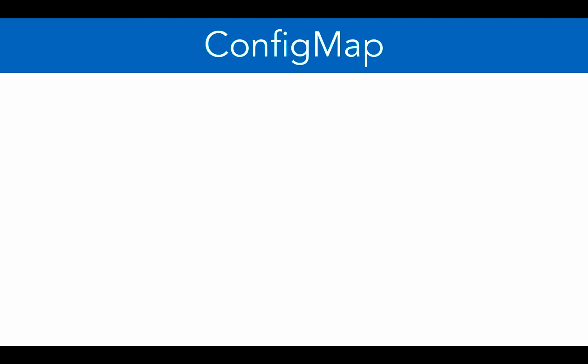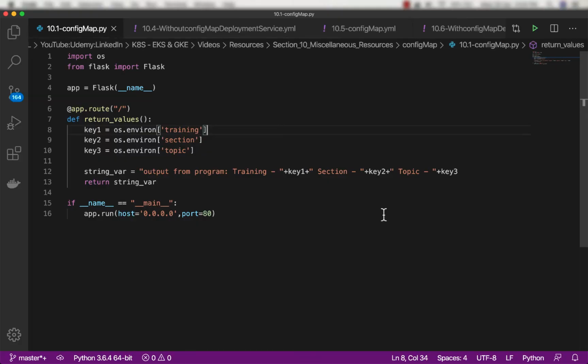Now the next one is config map. We have not discussed config map yet. The question that I want to ask you is how do you pass environment variables to a pod? Let us see a demo of this. Let's say I'm running this application inside of a container. It's a very simple Python Flask application. Don't worry about the Python programming language. You can use any programming language for that matter. What I'm doing here is that I'm getting some environment variable from the operating system.